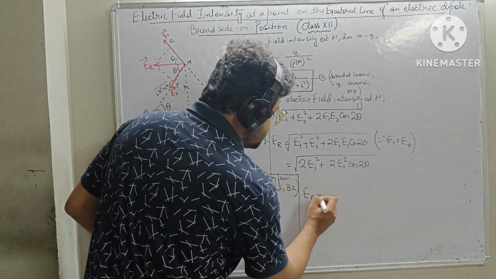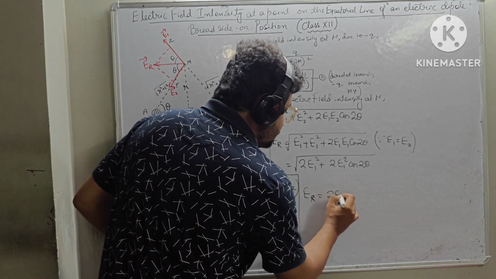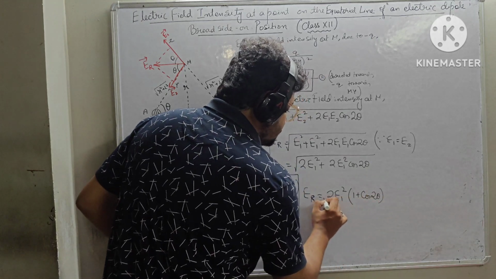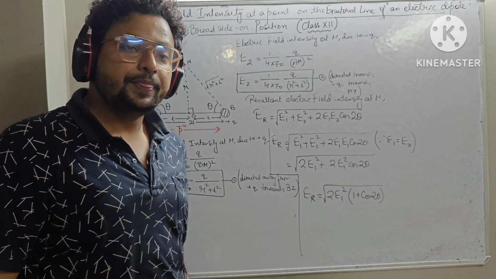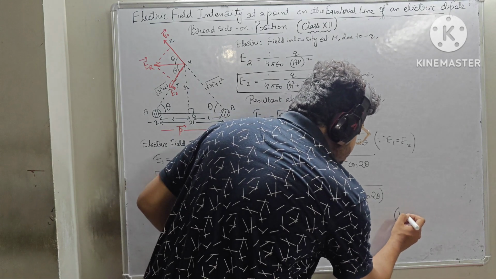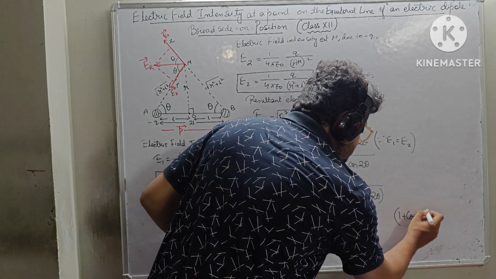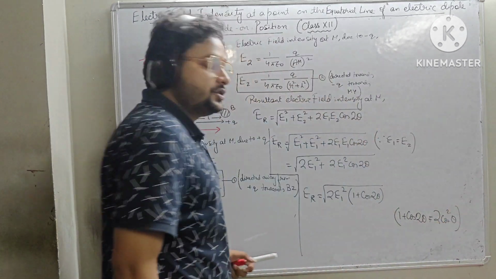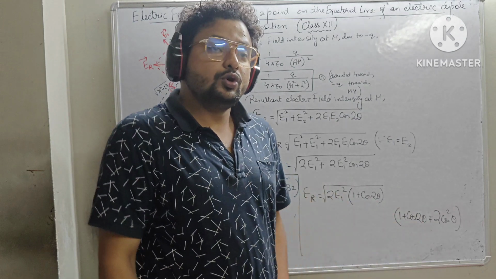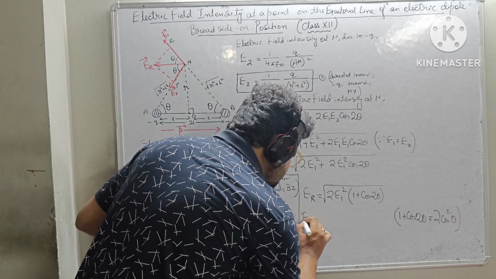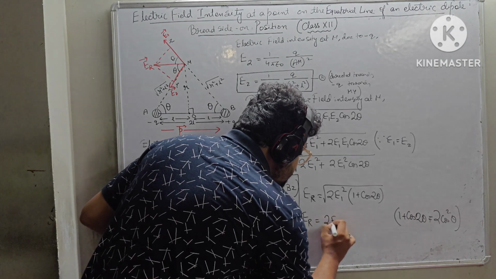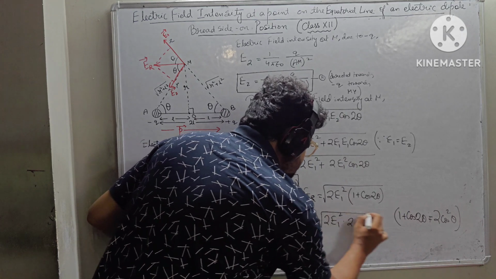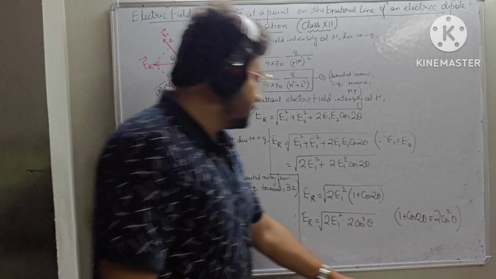That will become, from here you can take 2 E1 square common. You will be left with the square root of 1 plus cos 2 theta. Okay. Now 1 plus cos 2 theta is equal to 2 cos square theta. I hope you know the formula from trigonometry. 1 plus cos 2 theta is 2 cos square theta. So I can write ER is going to be the square root of 2 E1 square into 2 cos square theta. Right? Okay.